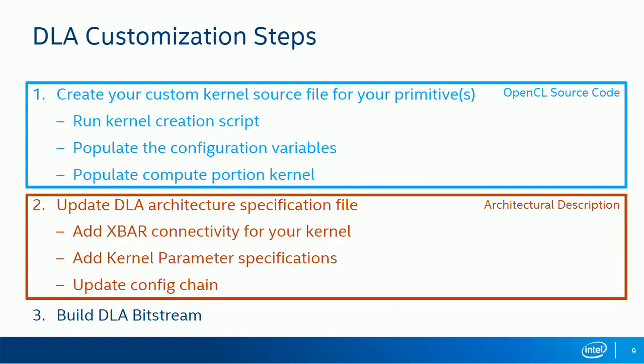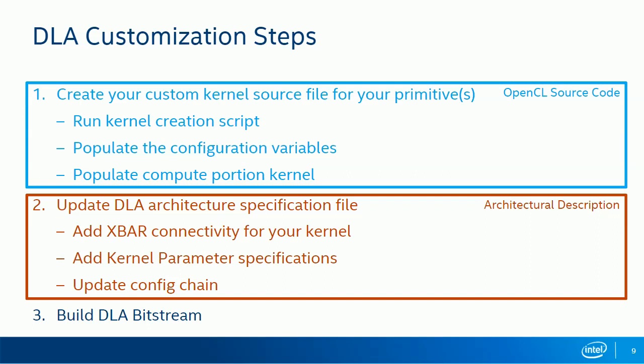Here are all the steps necessary to build the DLA bitstream. There are just three main steps. First, you'll need to create the custom kernel source file for your primitives. This involves running a kernel creation script that creates an OpenCL source file for your custom kernel based on the template. Then you'll just need to populate the OpenCL file with configuration variables and the actual compute portion of the kernel. The second step is to create a DLA architecture specification file for your custom architecture containing the primitives.